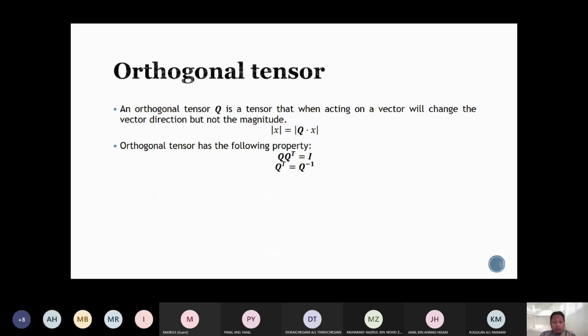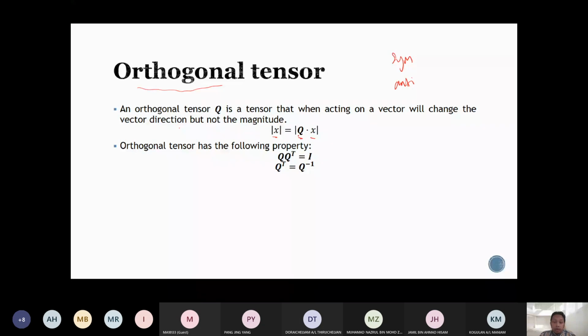So another tensor, another type of tensor. So just now we have learned about symmetric tensor and anti-symmetric. So another type of tensor is orthogonal tensor. So an orthogonal tensor is a tensor when it is acting or multiply on a vector, it will cause the vector to change in direction only, but not the magnitude. Okay. So for example, if you have x, the magnitude x, if you multiply the vector with the tensor, then the magnitude is the same, but direction dia bertukar. Okay.